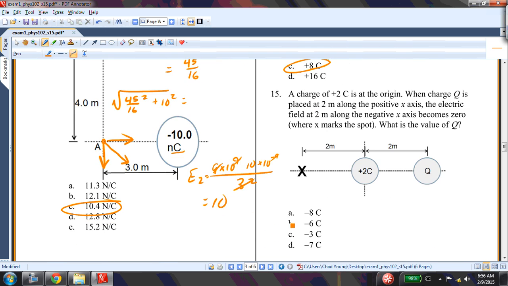Charge of plus 2 coulombs at the origin. When a charge Q is placed 2 meters along the positive x-axis, the electric field becomes 0. What is the value of Q?